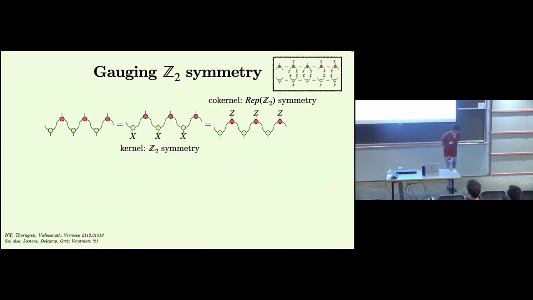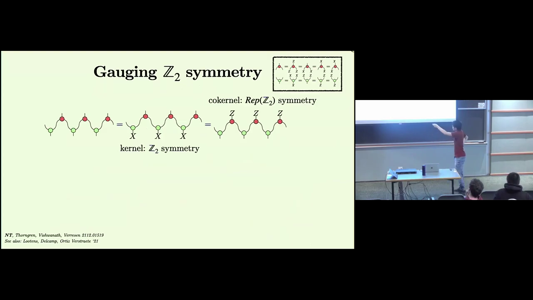Okay. So now how do I gauge a Z2 symmetry? I'm just going to claim, okay, look at these tensors. I take the green guys and I glue them with the red guys. My claim is that this gauges the Z2 symmetry. So if we look, the kernel of this map down here is a Z2 symmetry. By the way, time runs upwards.